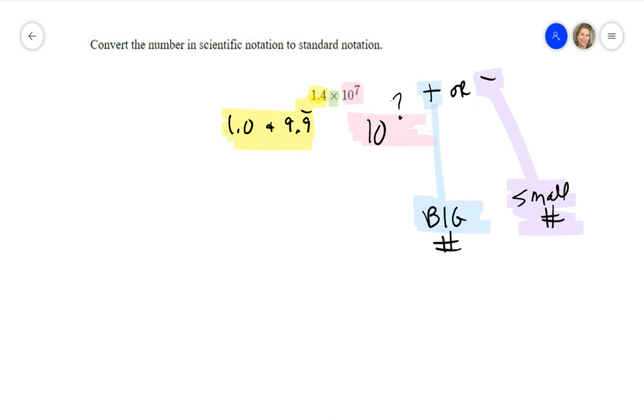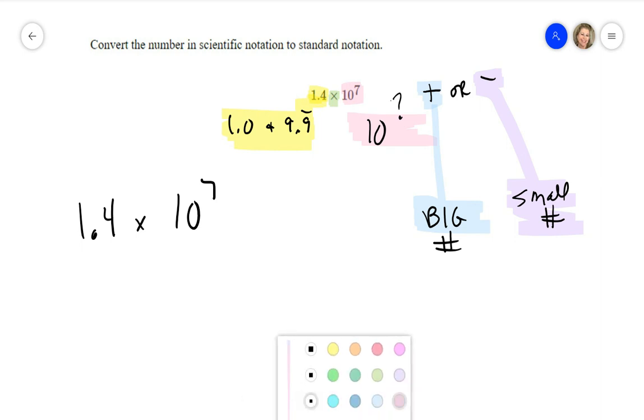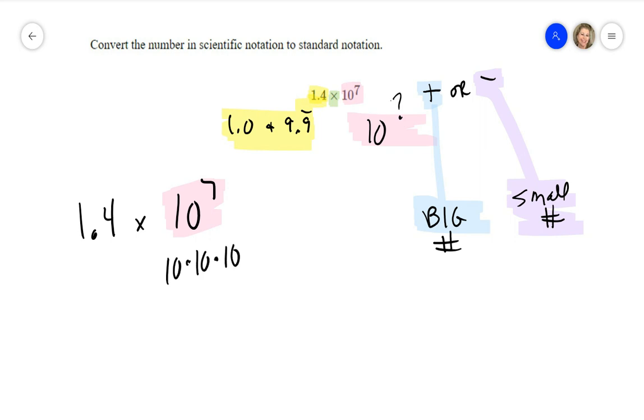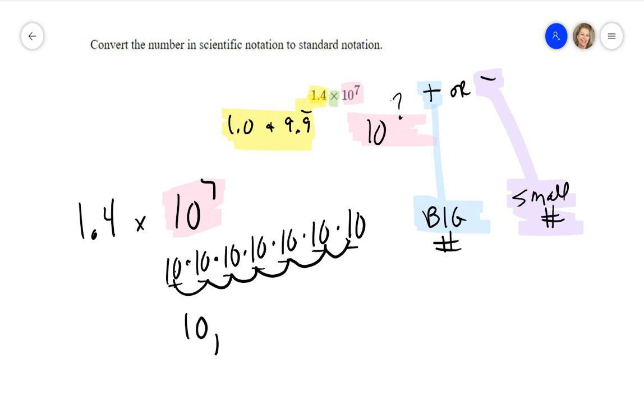So what I've got here is 1.4 times 10 to the 7th power. And my 10 to the 7th power, if you actually work that out, would be 10 times 10 times 10 times 10 times 10 times 10 times 10. Is that 7 of them? 1, 2, 3, 4, 5, 6, 7. Yep. 10 times 10 is 100. Times 10 is 1,000. Times 10 is 10,000. Times 10 is 100,000. Times 10 is a million. Times 10 is 10 million.